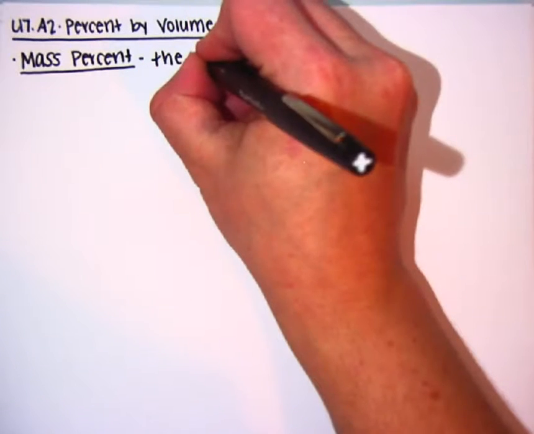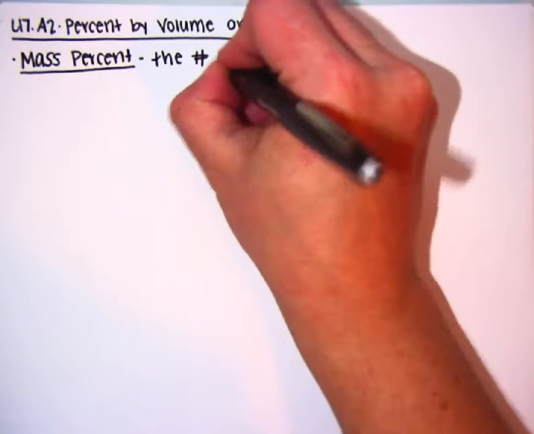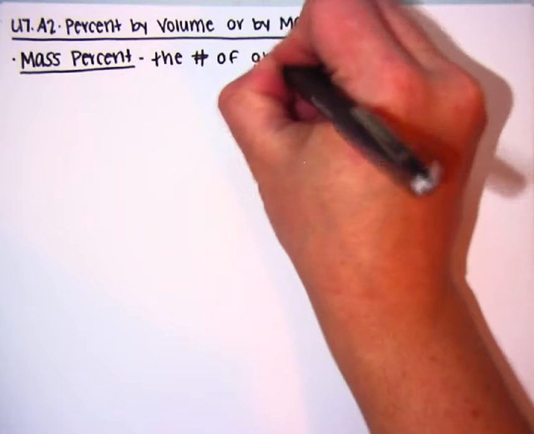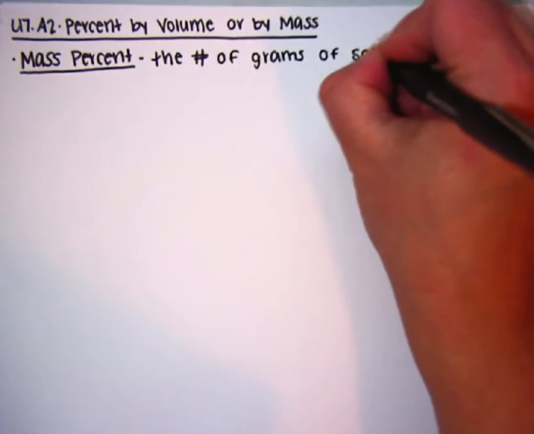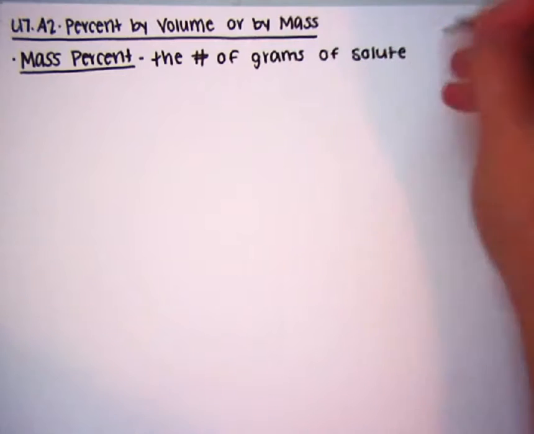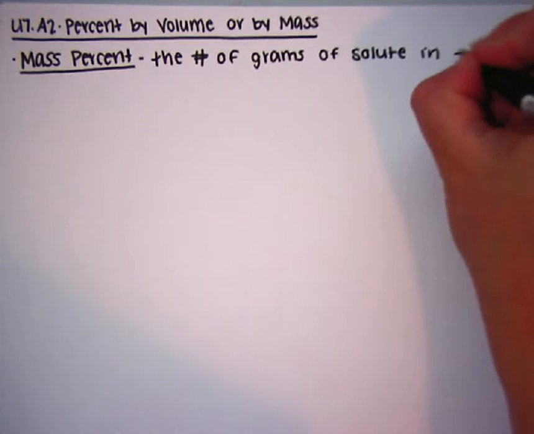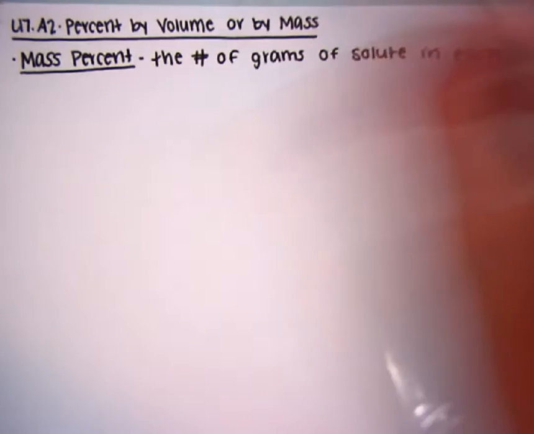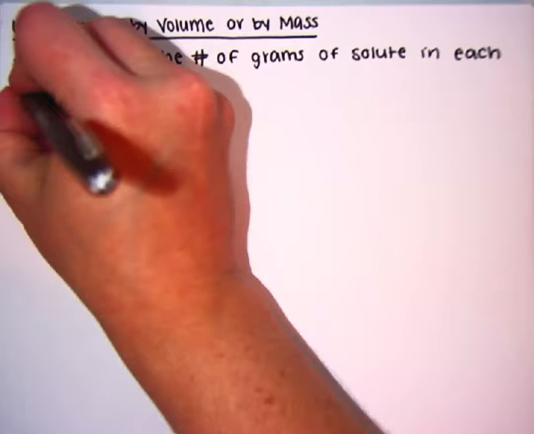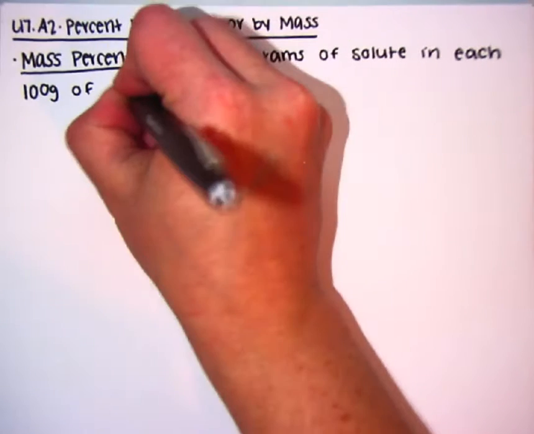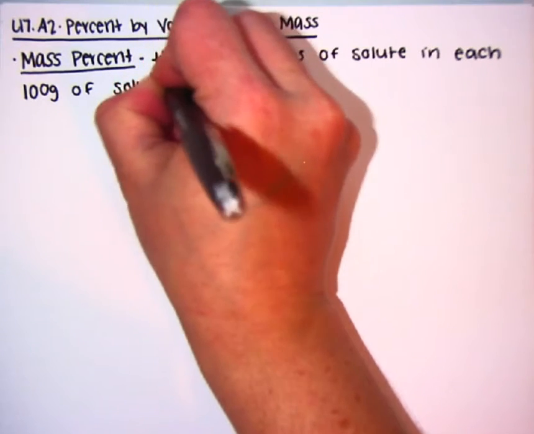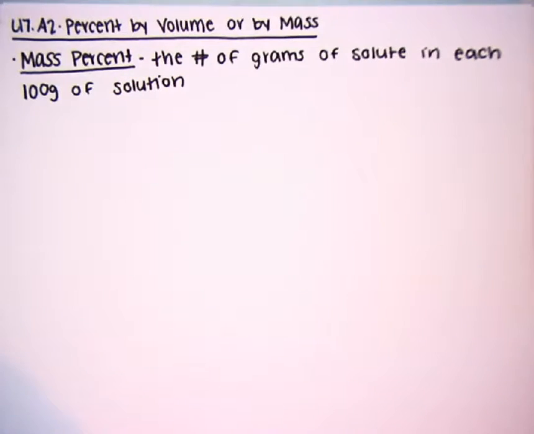This is just the number of grams of solute in each 100 grams of solution. So that's all that mass percent tells us. If I had 100 grams of solution, how much solute would I have?